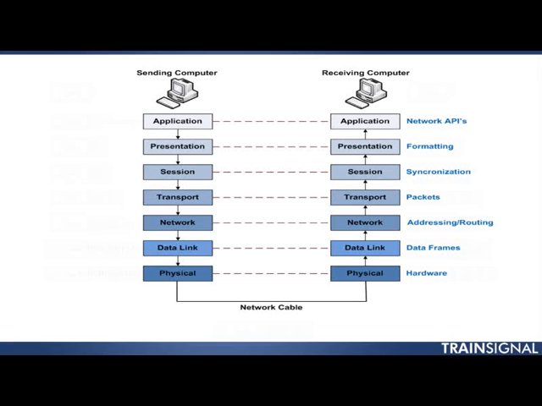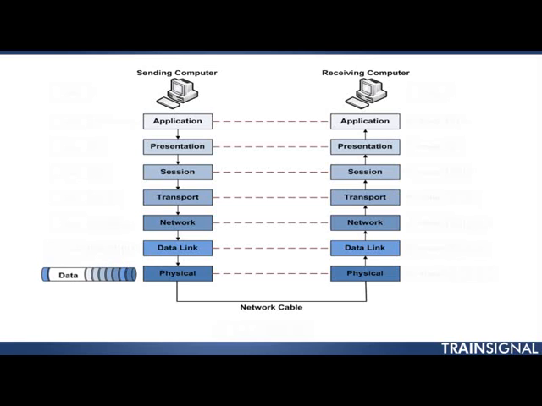Now, I promised you an animation, so let's look at that now. We start off with a computer that wants to send some data. So I have some raw data here. What that computer does is it sends it down through the OSI model. And as you can see here, the layers are each adding their own piece of information.